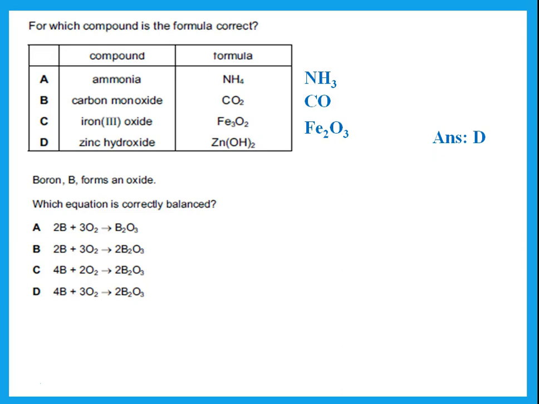Now, which one is correctly balanced? Did you check which one is balanced? Did you realize that it is D that is balanced? In D, I have 4 boron before the arrow, 4 boron after the arrow. Remember we said, if I have 2B2, you multiply 2 times 2, that's 4. And then how many oxygens before the arrow? 6. How many oxygens after the arrow? 2 times 3 is 6. So that is the one that is balanced.